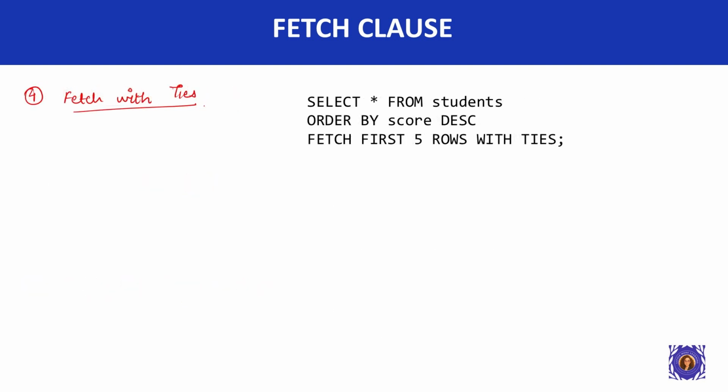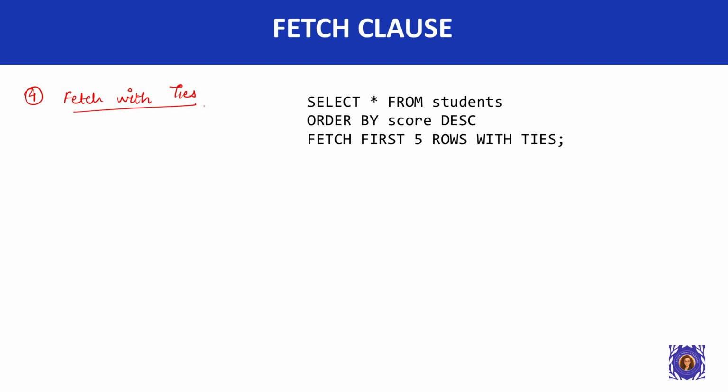Here's another powerful feature. The with ties clause is brilliant for handling edge cases. Let's say you want the top 5 students by score, but what happens if the 5th and 6th students have exactly the same score? With ties ensures you get all students with the 5th place score, even if that means returning 6 or 7 rows instead of exactly 5.